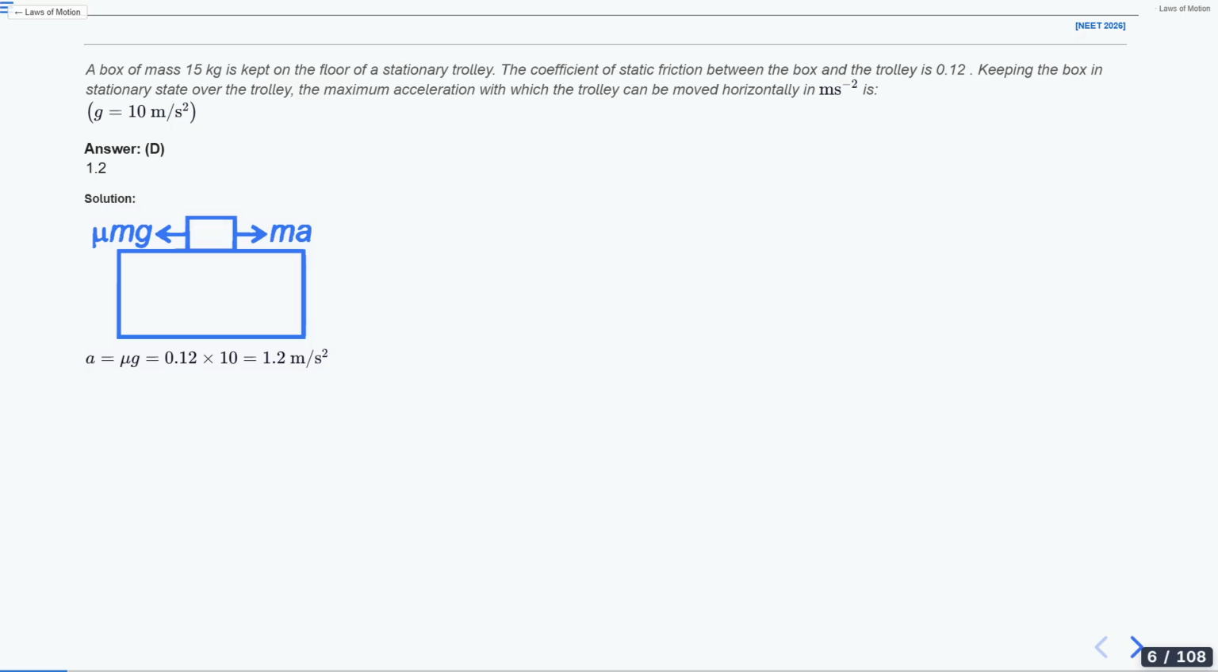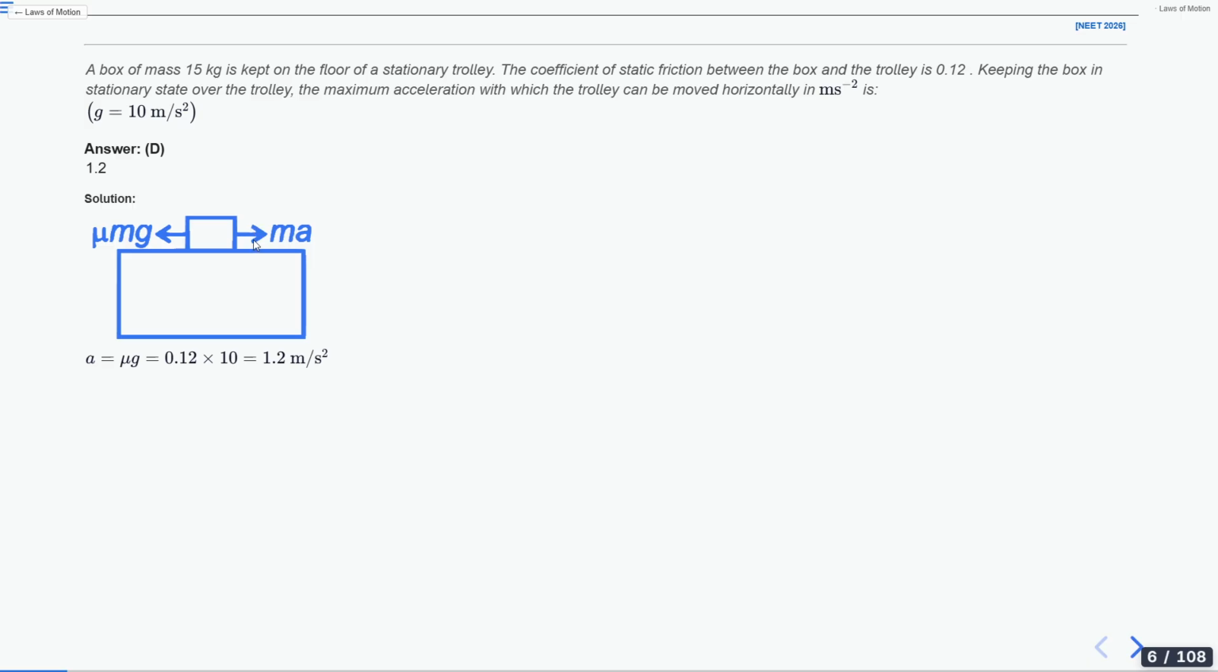It says, let's say for example a box of mass 15 kg is kept on a floor. This is our 15 kg mass, of a stationary trolley. So this is our stationary trolley and this is our 15 kg mass, and this trolley is stationary. The coefficient of static friction between the box and the trolley is 0.12. So there is a frictional coefficient of 0.12 between the trolley and this box of mass 15 kg, keeping the box in the stationary state. Now tell me, what are the forces that are exerting on the box of 15 kg?